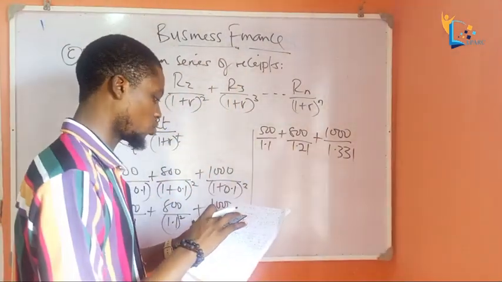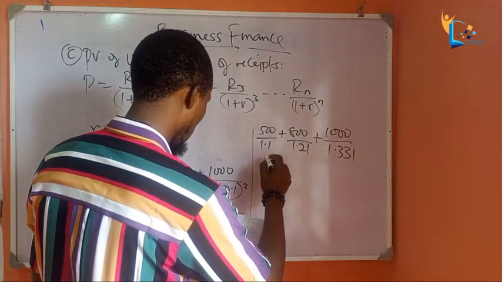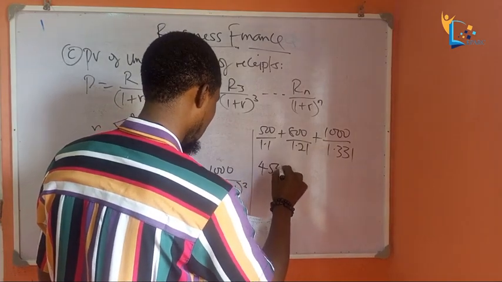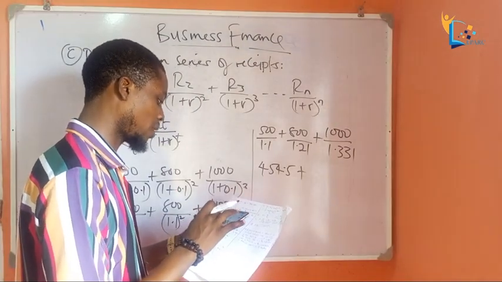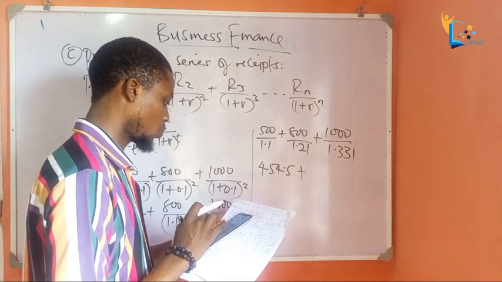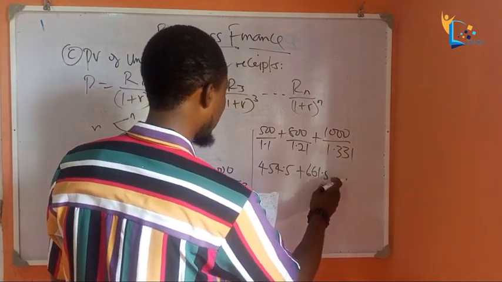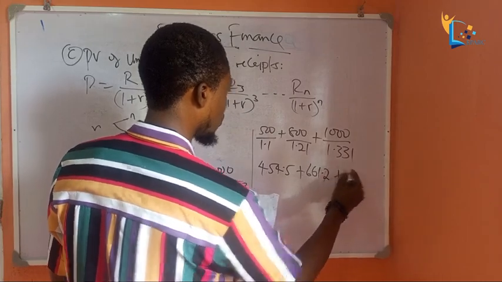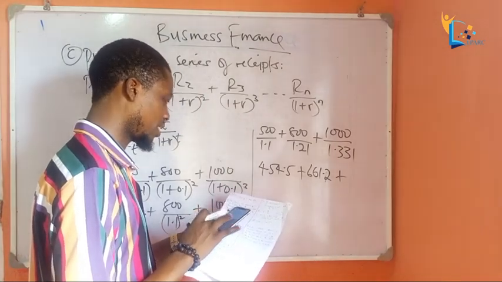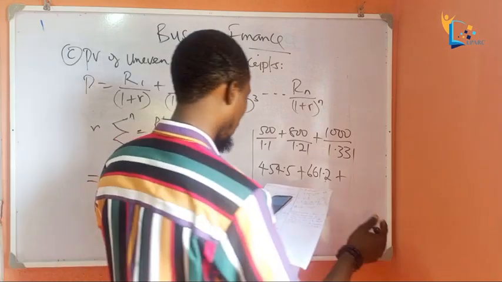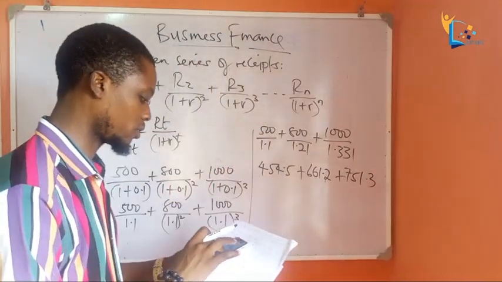So let's divide now. 500 divided by 1.1, which is 454.5, plus 800 divided by 1.21, which is 661.15. So I round up, making 661.2. Plus 1000 divided by 1.331, which is 751.3. So let's add up all these figures.